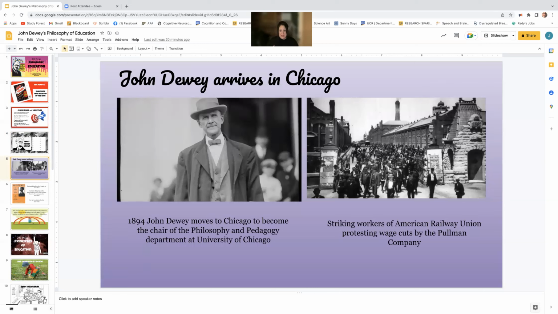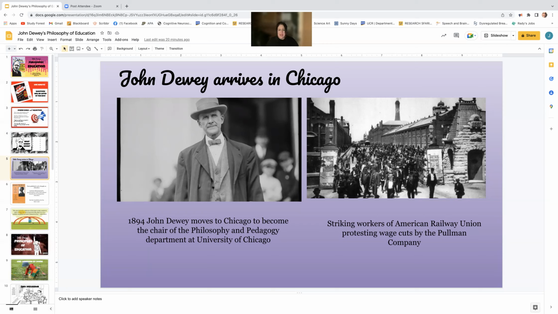Well, when he arrived at the train station, there was this huge strike happening. It was a strike with the American Railway Union workers, and they were furious over the wage cuts that the Pullman Company had made. They were furious about it. It was a huge strike.